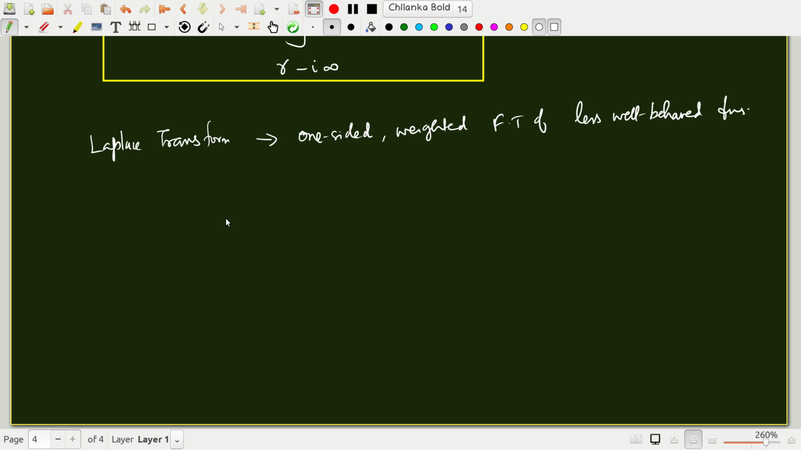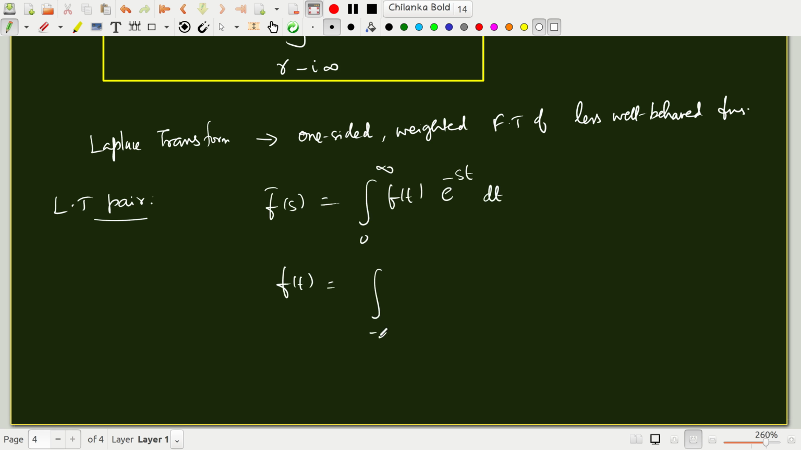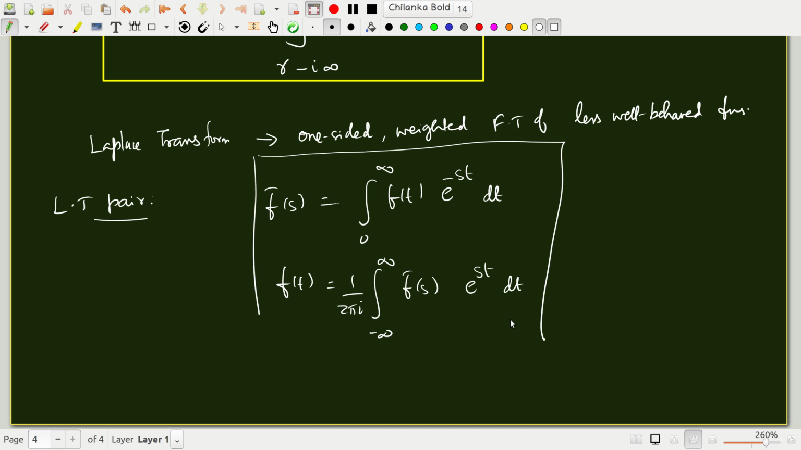Now, if you look at the Laplace transform pair, let me write the LT pair, just like we had the Fourier transform pair. The LT pair is like this: f bar of s is the integral from 0 to infinity of f of t e to the minus st dt, and then f of t is 1 over 2 pi i times the integral of f bar of s e to the st ds. I have to be very careful about the limits: this is gamma minus i infinity to gamma plus i infinity.